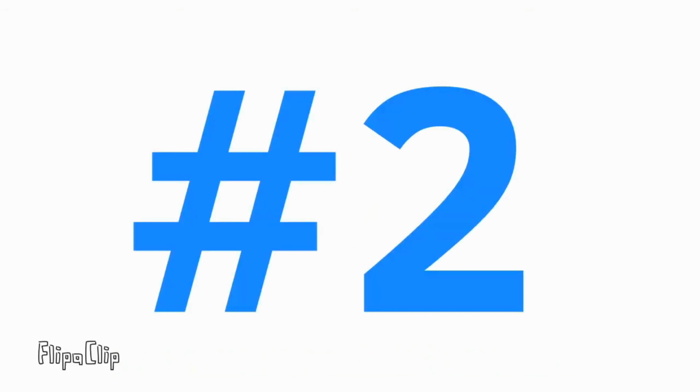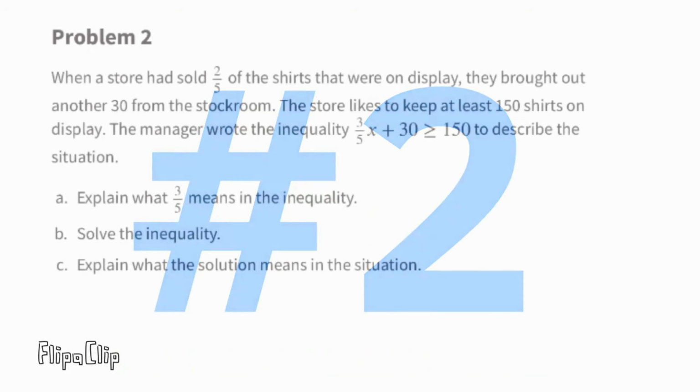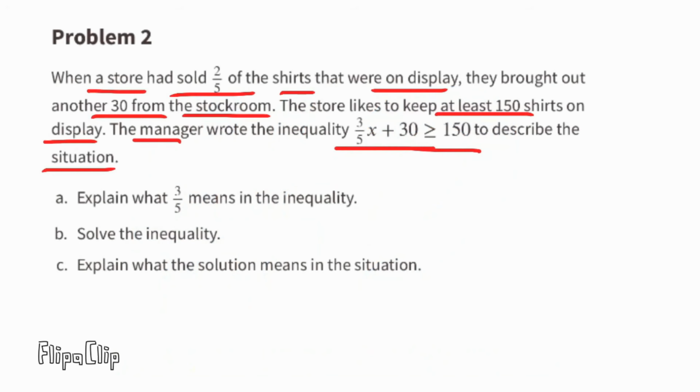Problem number 2. When a store had sold 2/5 of the shirts that were on display, they brought out another 30 from the stockroom. The store likes to keep at least 150 shirts on display. The manager wrote the inequality 3/5 times x plus 30 is greater than or equal to 150 to describe the situation. A. Explain what 3/5 means in the inequality.